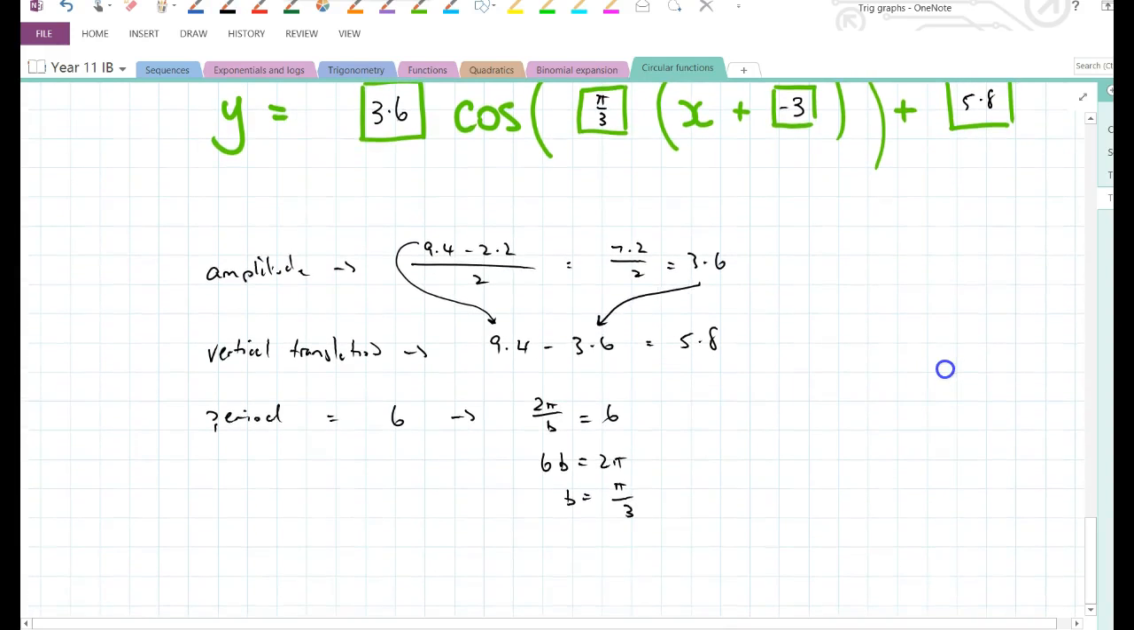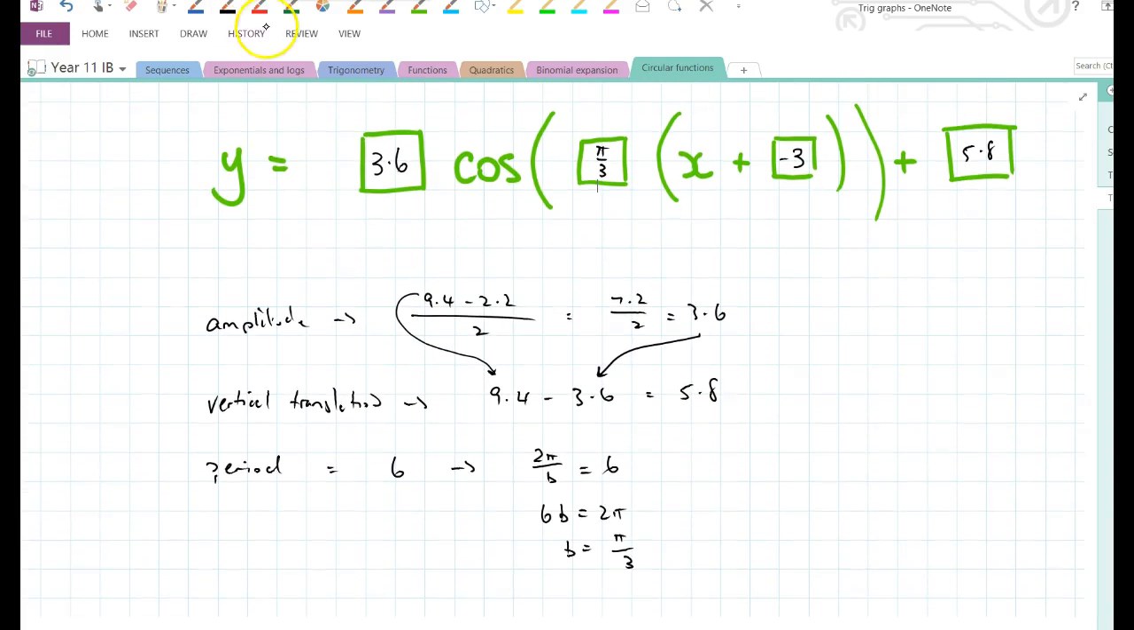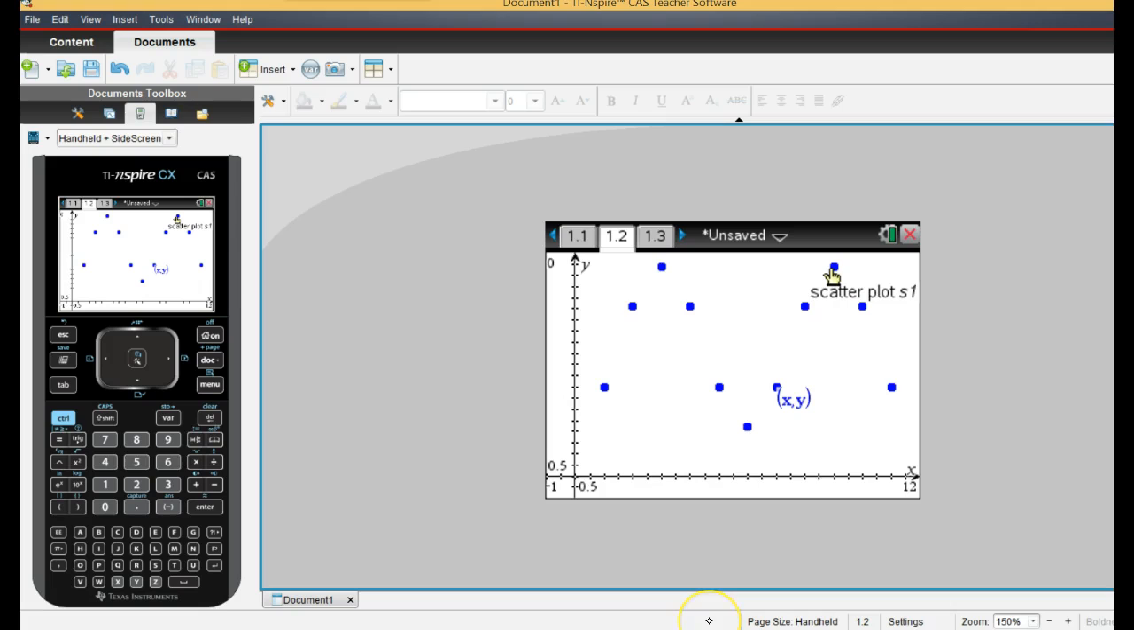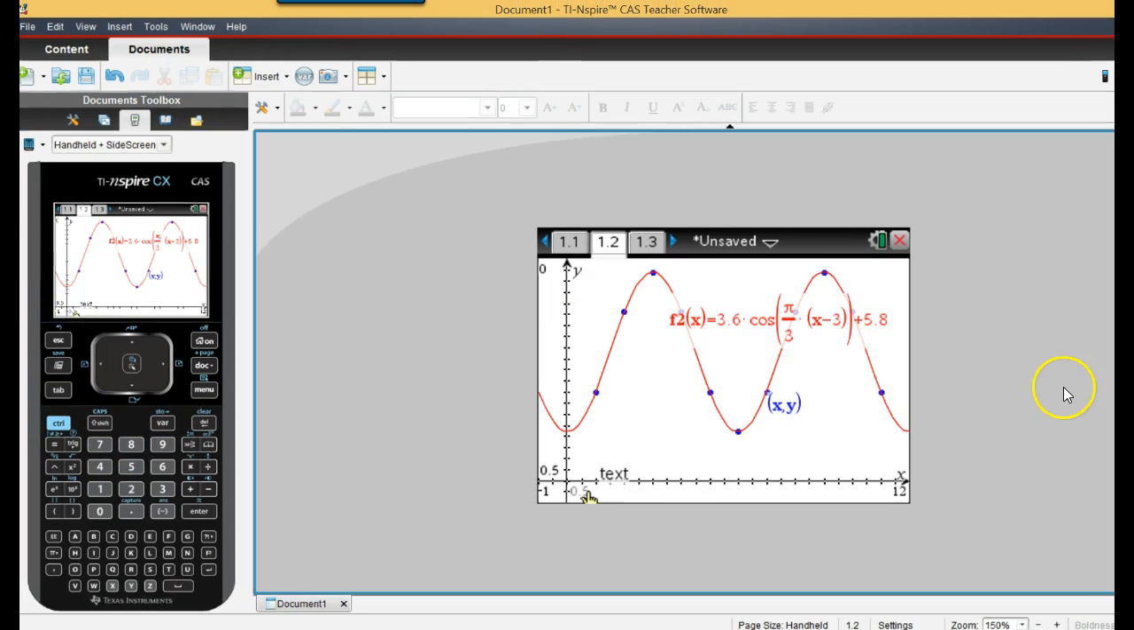So I think our equation reads, if we just rewrite this, y equals 3.6 cos pi over 3 (x minus 3) plus 5.8. I think that's what we've got, so I'm going to try that in here. I've put this equation in that we've determined, 3.6 cos pi over 3 bracket x minus 3 plus 5.8, and you can see it maps beautifully to those blue data points.